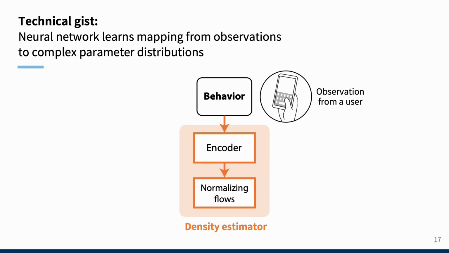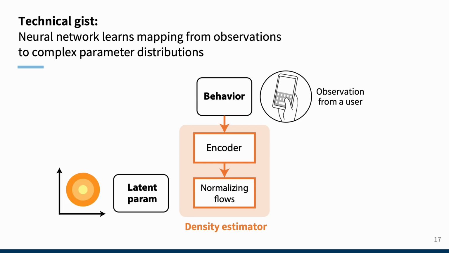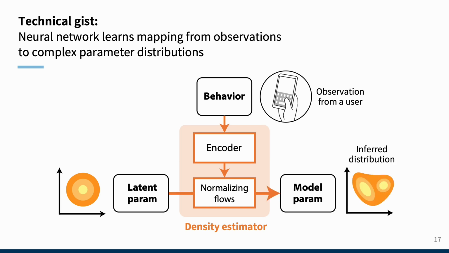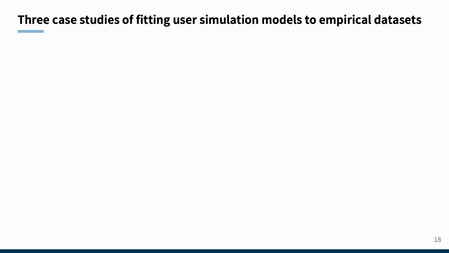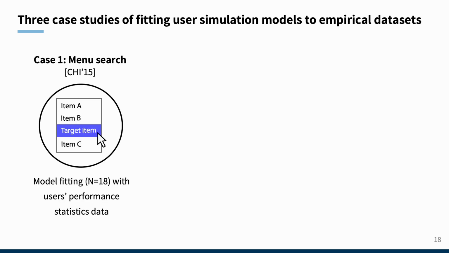Therefore, when we have observation data, we begin by sampling latent parameters from a normal distribution. Then, we use a trained density estimator to transform these into model parameters, allowing us to identify the distribution of the inferred parameters. We conducted 3 case studies that applied amortized inference to 3 different user simulation models and fit them to empirical user datasets.